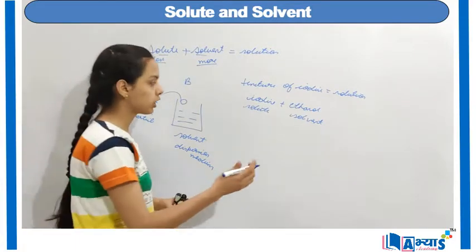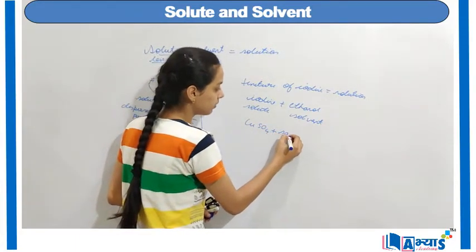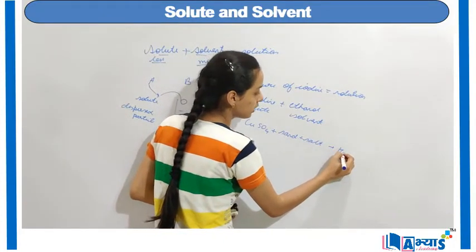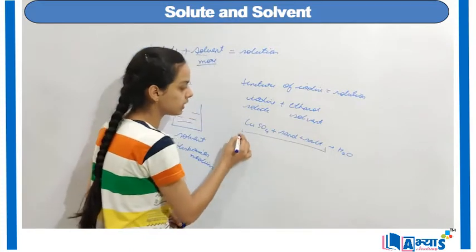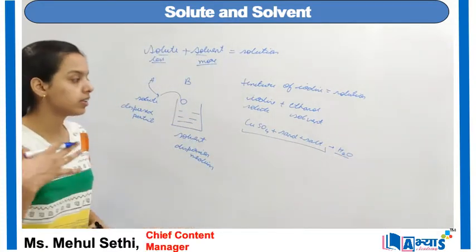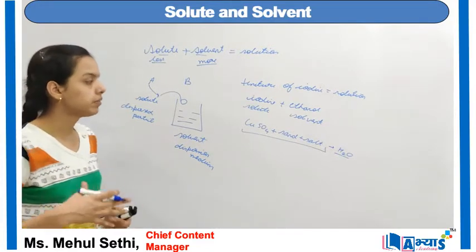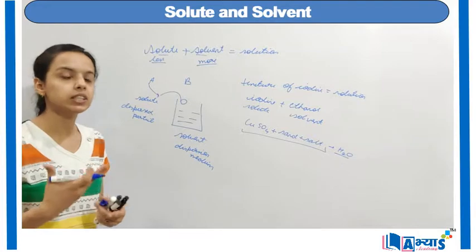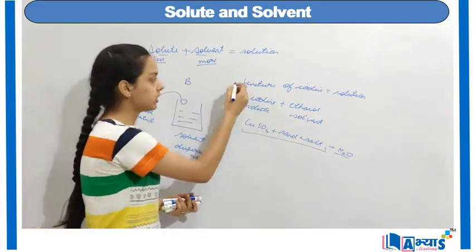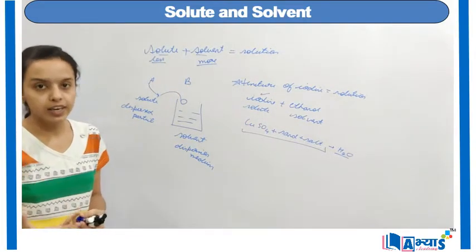Also, if I have a mixture of copper sulfate and sand and salt, all these are mixed in water, then all these three are the solute, water is the solvent, and the compound which we get is known as a solution. Sometimes it is found that solutes are mostly in the solid state, but in this case of tincture of iodine, iodine is the solute and it is found in the liquid state.